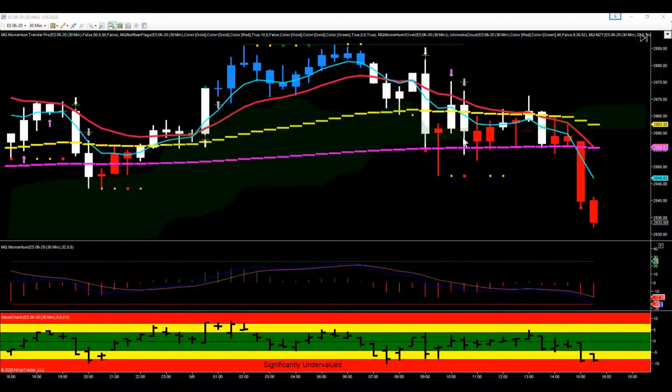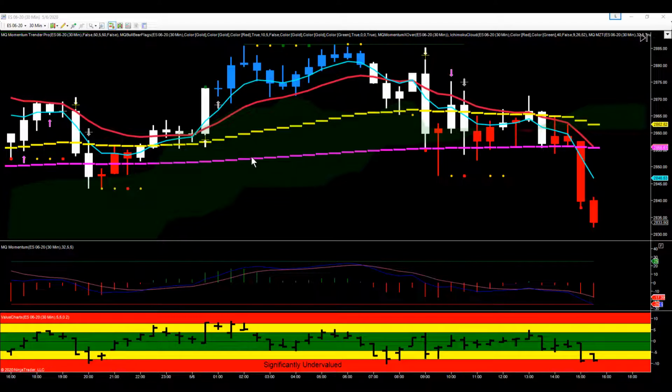the 200 EMA. The yellow line's the 50 EMA, this magenta line is the 200 EMA, and you can see every time the S&P came down there, the ES, it touched it, closed back above it, broke underneath it, closed back above it, again and again, until it finally broke through.